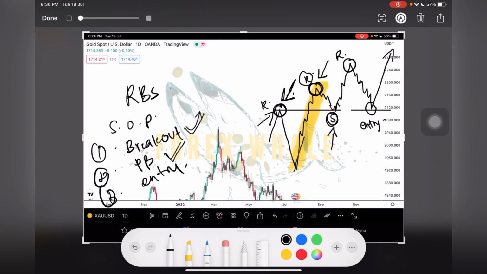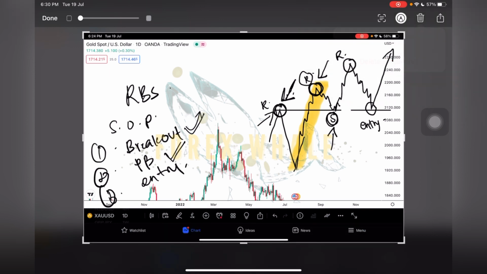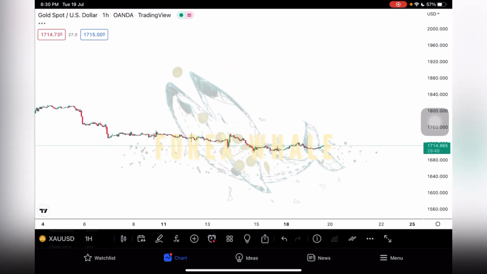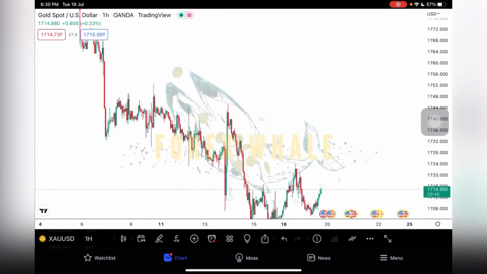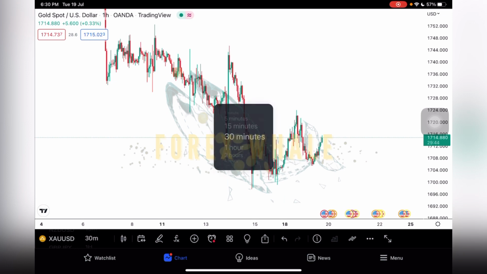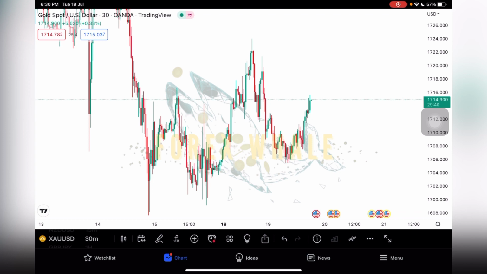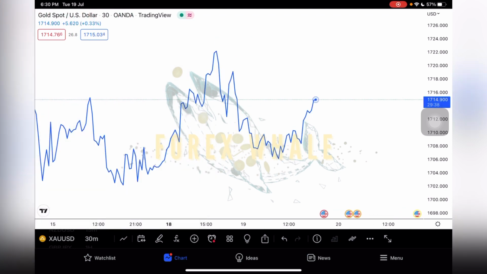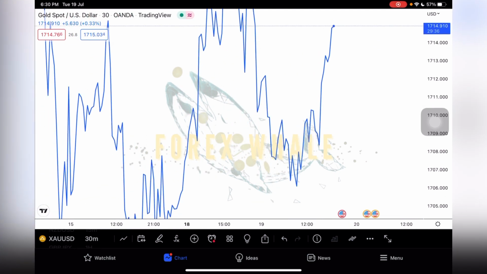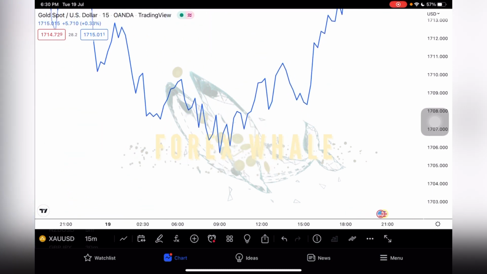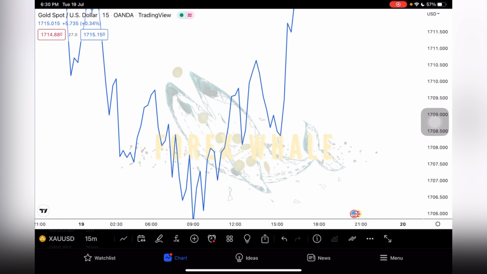So this is the theory of RBS. Now let's take a look at the chart and find an example. Maybe we can look for an example on the 1 hour time frame or on the 15 minutes time frame. It doesn't matter, as long as you find it, you see it, you can immediately use it. So maybe this setup is in the 15 minutes time frame.